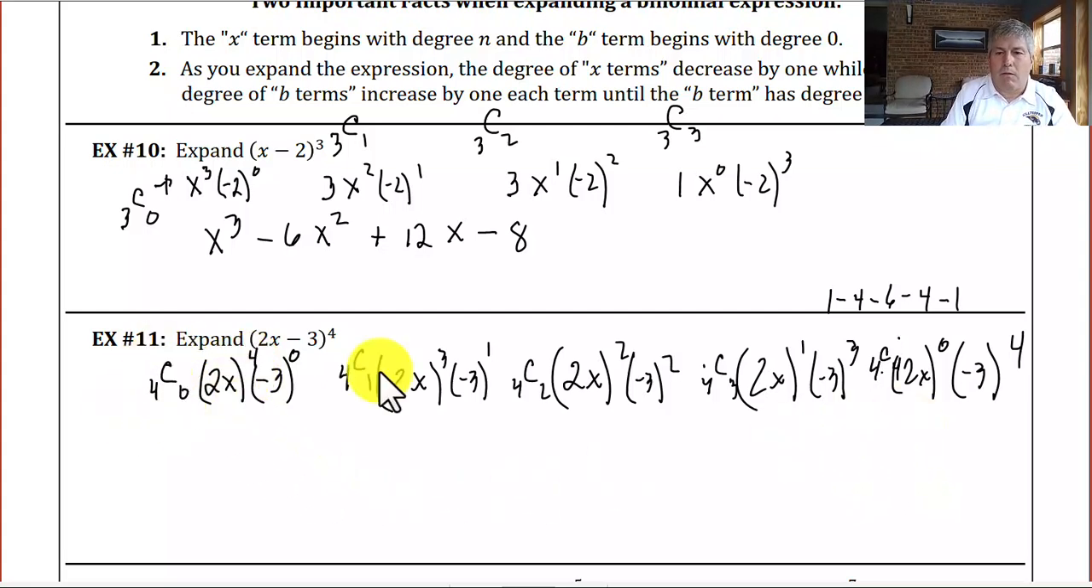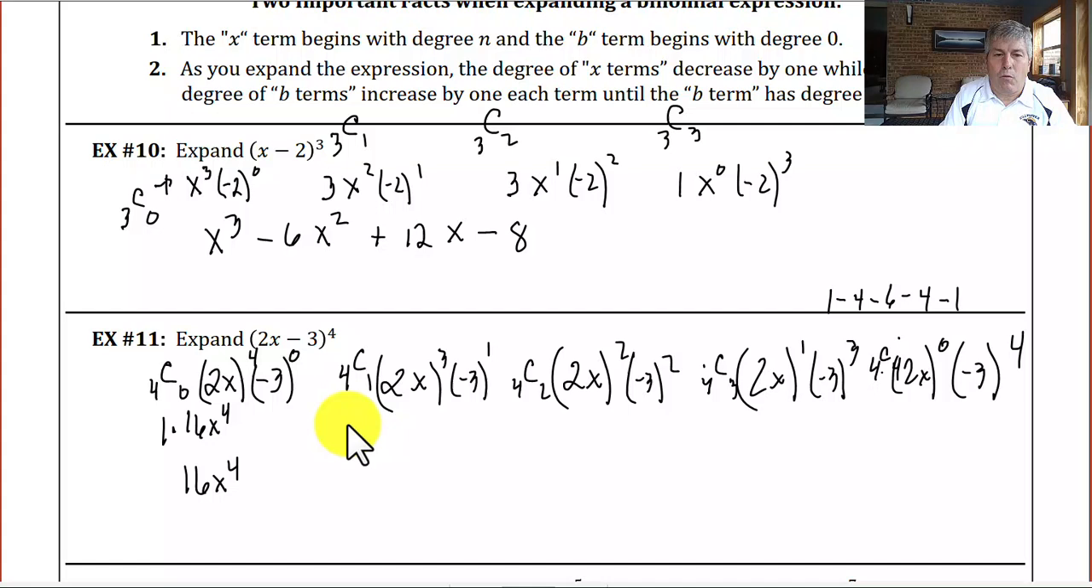So our coefficient here is 1, times the quantity 2x to the fourth. 2 to the fourth is 16. So we have 1 times 16x to the fourth, and negative 3 to the 0 is 1. So this first term is just going to become 16x to the fourth. Our second term, we have 2x cubed, so that's going to be 8x cubed.